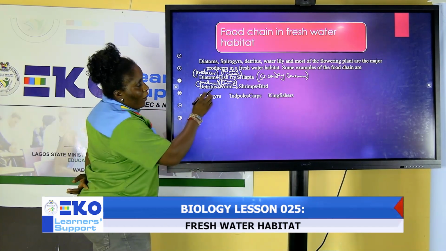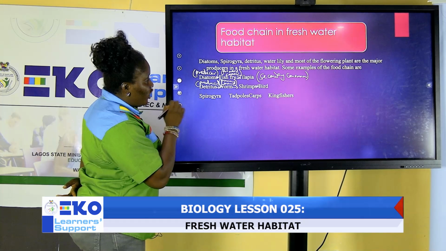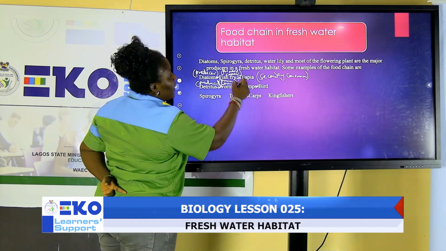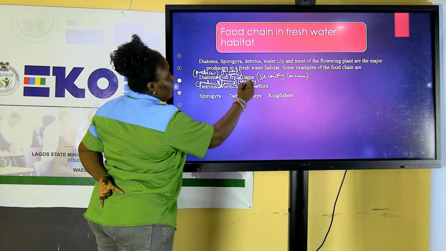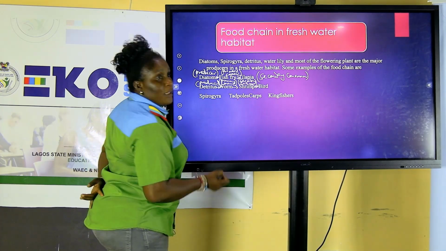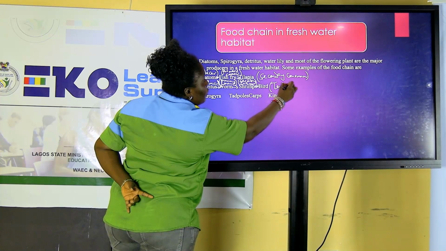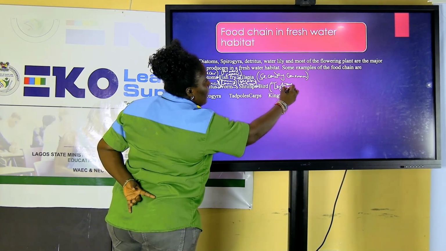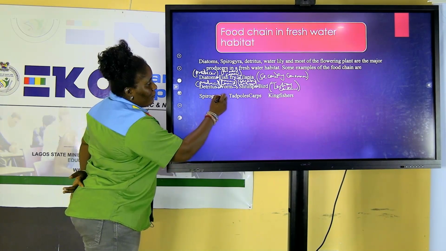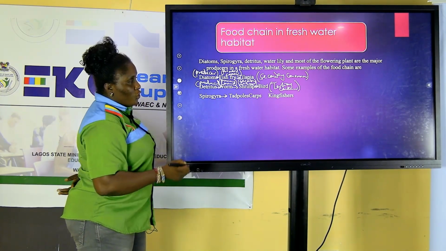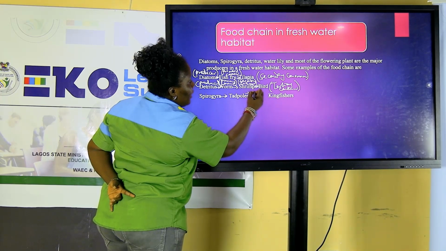When you put in your arrow, you are showing the what? Energy flow in that food chain. The shrimps will be the secondary consumer, while the bird is going to be the tertiary consumer. For the spirogyra, I'm fixing in my arrow, showing the energy flow. Sorry, this should be crabs.